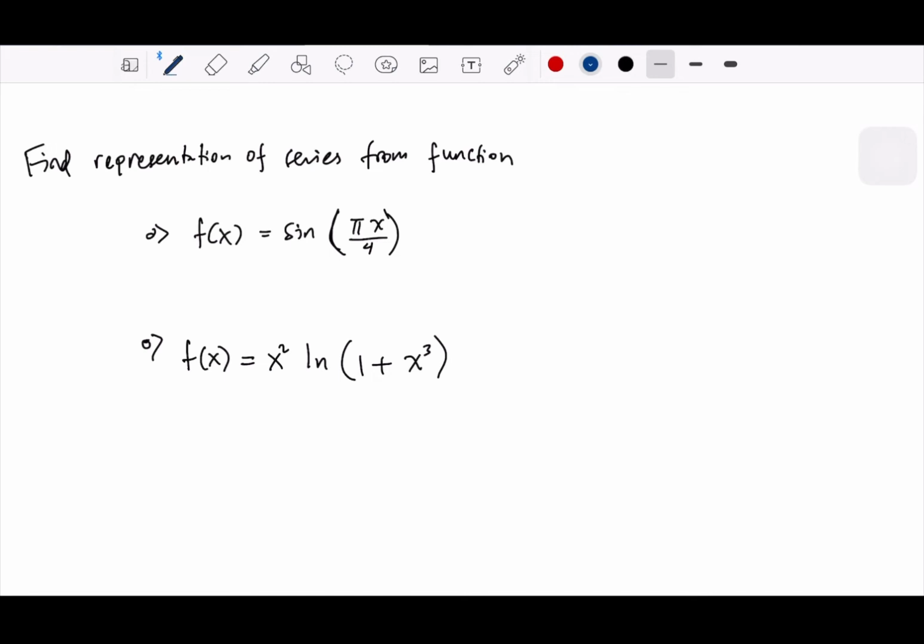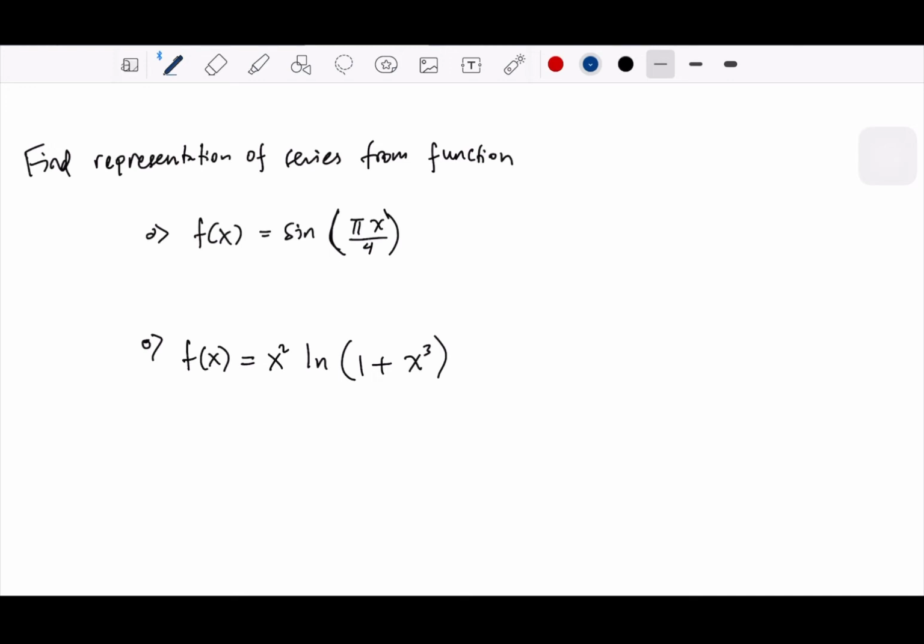It's not too complicated. You just take the inside and then change the x. The second one has the ln, and of course it still relates to the essential function in the Maclaurin, which is ln 1 plus x. First change the x to x cubed, and after that multiply by x squared for the series.